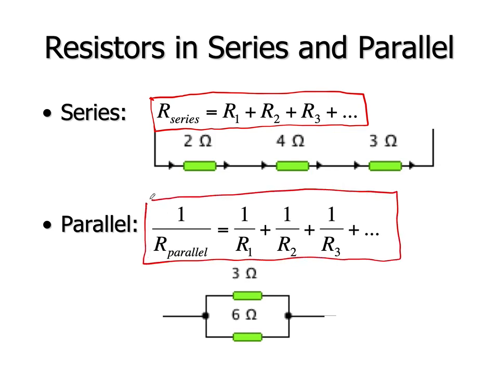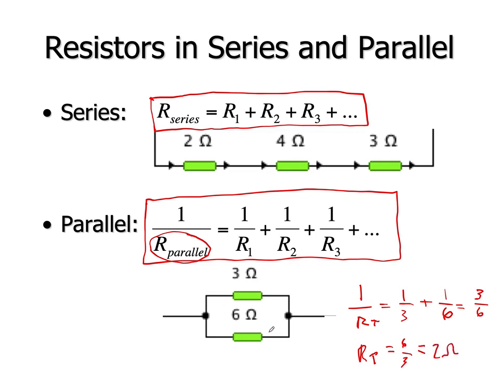1 over the total resistance of all the resistors in parallel is equal to 1 over the first resistor plus 1 over the second plus 1 over the third. And you're like, what? Okay, yeah. So 1 over the total resistance, I'll just call it R sub T, is equal to 1 over 3 plus 1 over 6. You've got to do common denominator. So that becomes 2/6 plus 1/6, or 3/6. Now, taking the reciprocal of that equation, I get RT is equal to 6 over 3, or 2 ohms.